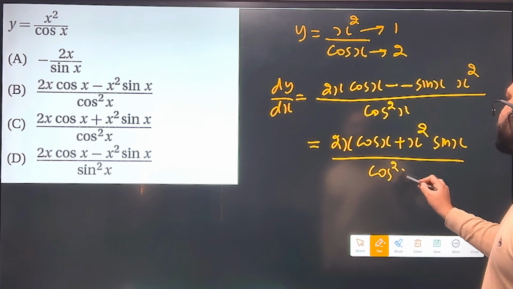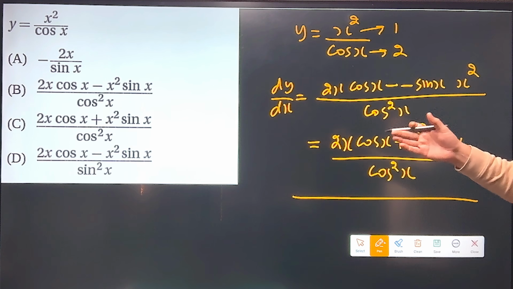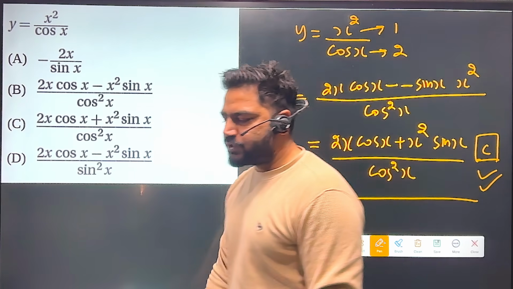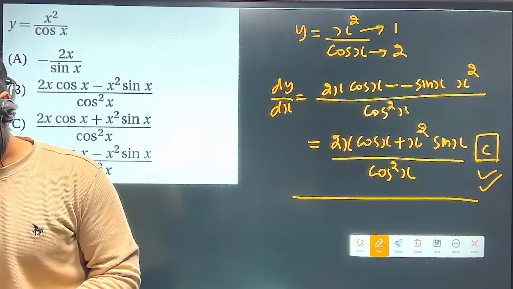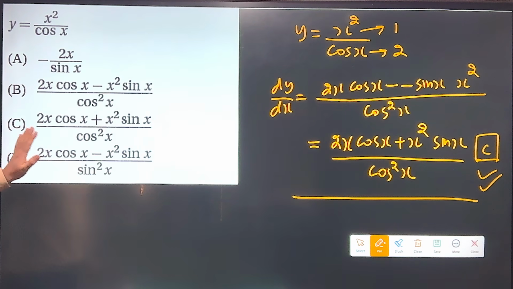You can also take some terms common if you want, or you can directly see that the answer is matching. Option C is directly matching with us, so this is option C. So this is how we can solve these types of questions. I think you must have understood all these questions very well, and this is basically the main content of today's class. In this class, we have seen all the various questions of differentiation.